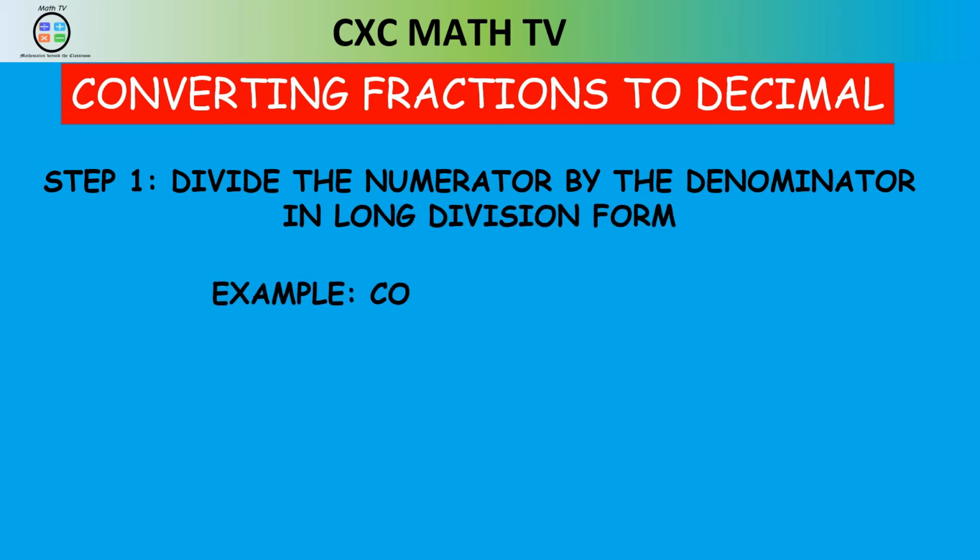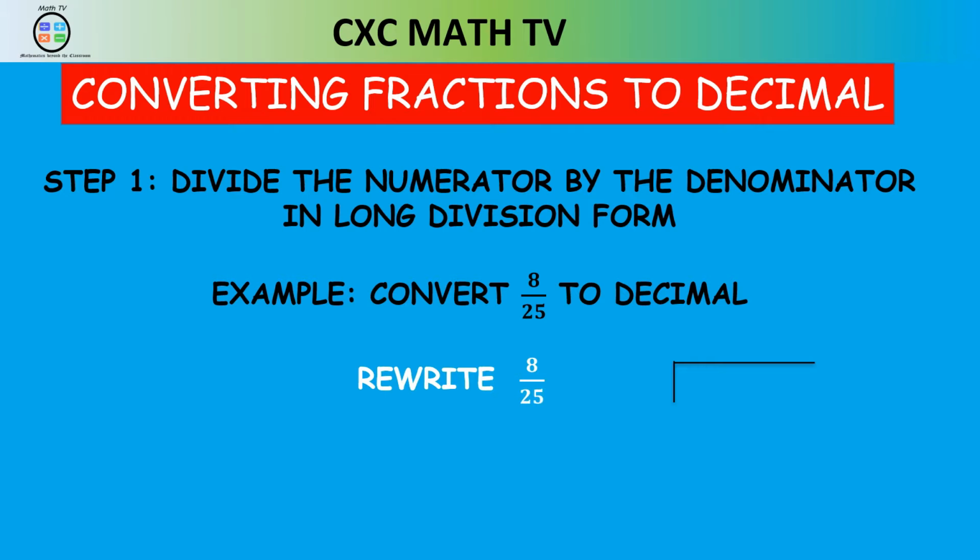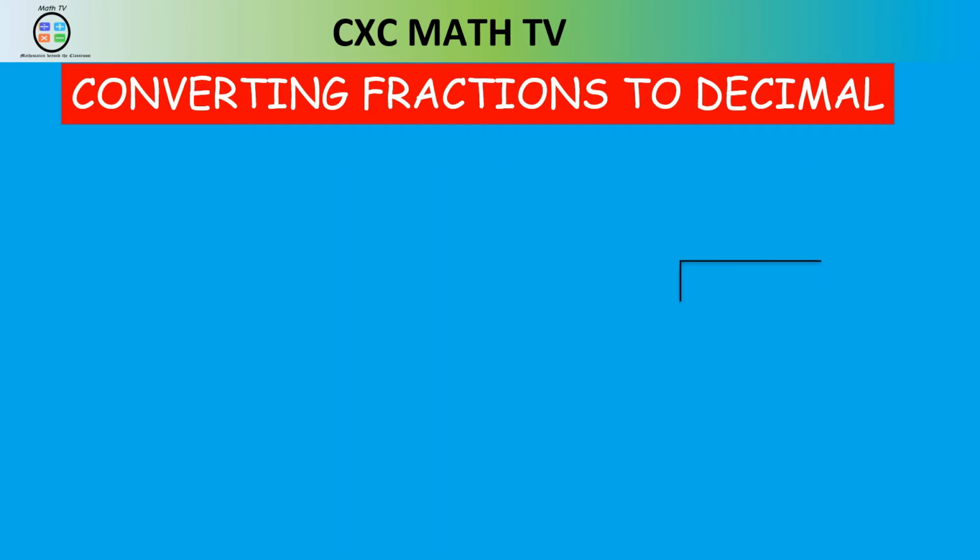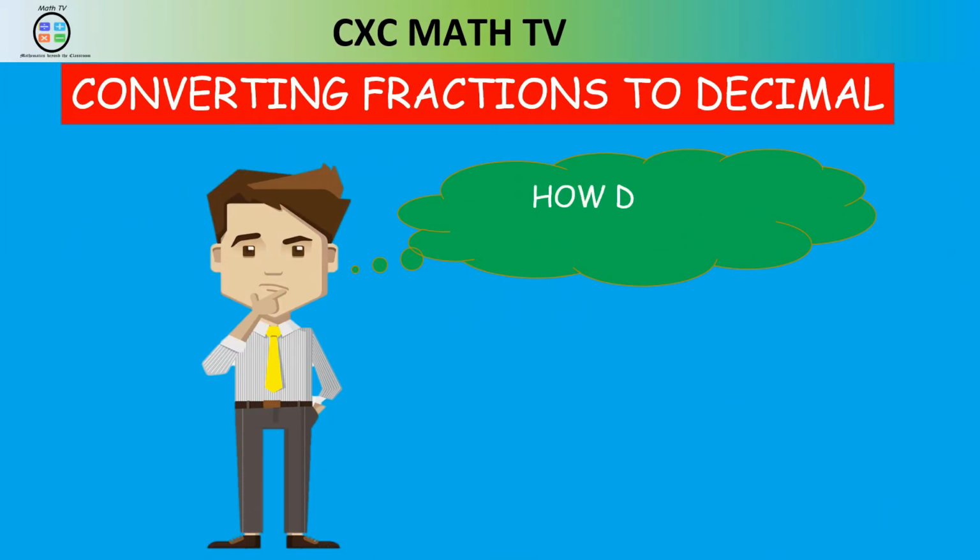So instead of writing 8 divided by 25, we just set up our long division sign. Remember the long division sign? The slash. So let's just refresh our memory of what long division is. So we rewrite 8 over 25 as the denominator comes out here as the divisor. Then we'll put a slash and the 8 on the inside. Alright, so you're probably wondering, how do we divide 25 into 8? Because the denominator is bigger than the numerator. Well, let's just review what we did for long division.